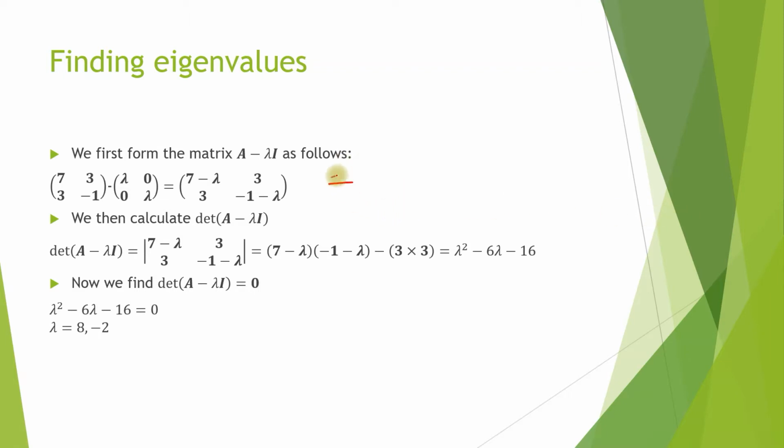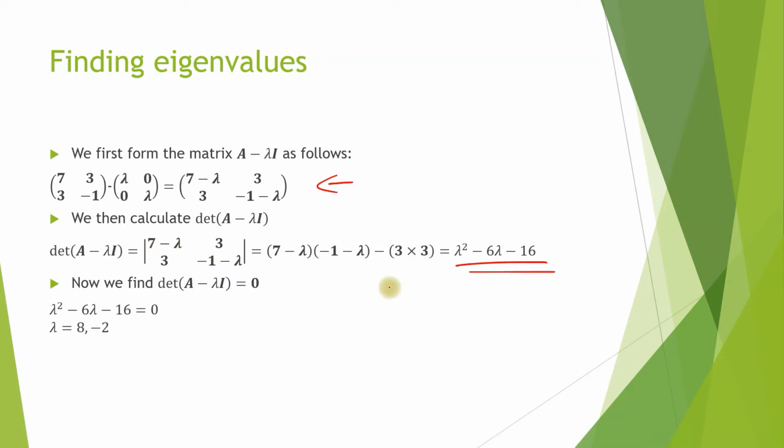So this is already explained. What we need to do is to find the determinant, which is also represented by these two bars here. So we take this 2 multiplied by 7 minus lambda, multiplied by negative 1 minus lambda, minus 3 times 3 here as we did, and this is what we get: lambda squared minus 6 lambda minus 16.